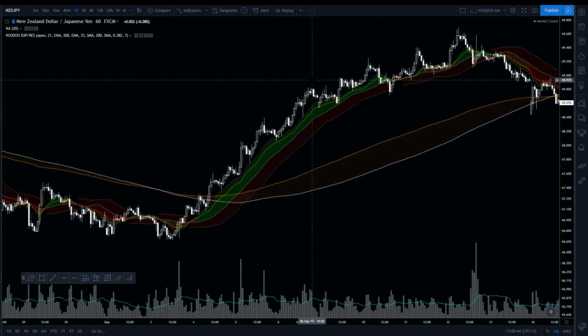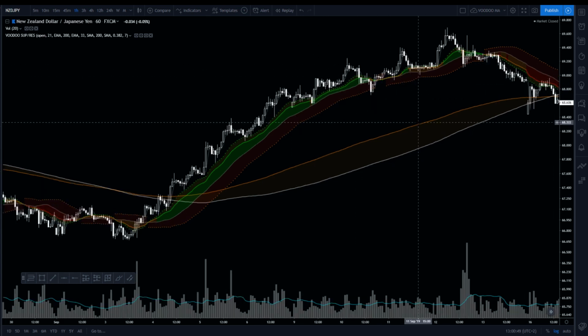This is the main moving average I'm using to enter my trades. The gray line is 33 simple moving average. This orange line is 200 exponential moving average, and this gray line below it, it's 200 simple moving averages.